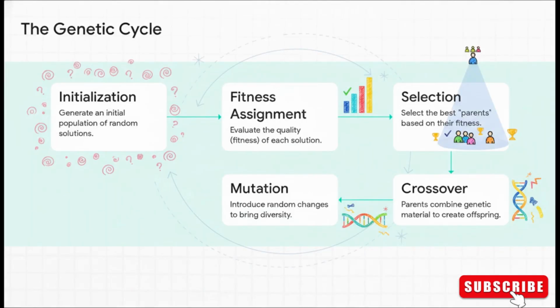So here's how the cycle of evolution works. First, you create a random population of solutions. Then, you test them all out to see how fit they are. Next comes survival of the fittest. You select the best solutions to be the parents of the next generation. They combine their traits through crossover, and sometimes you throw in a random mutation just to shake things up. This creates a new and hopefully better generation. And you just keep repeating this cycle until you've evolved an amazing solution.